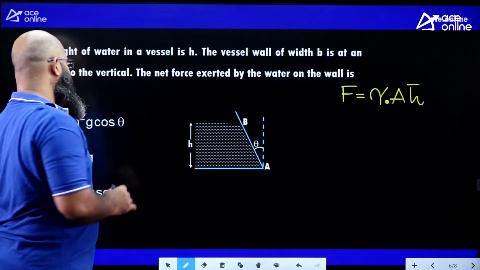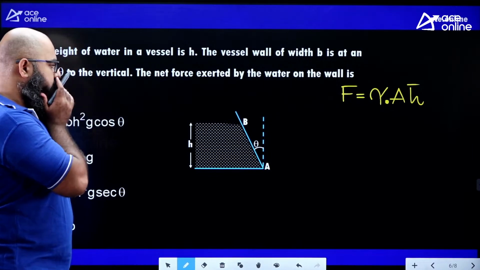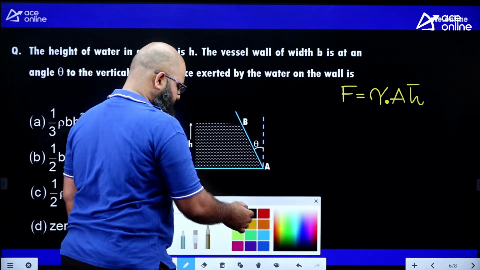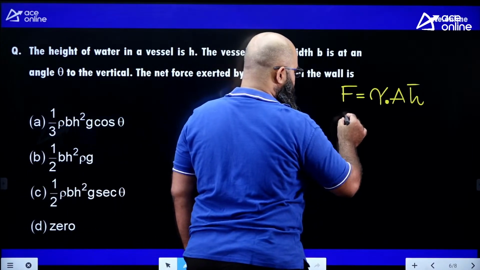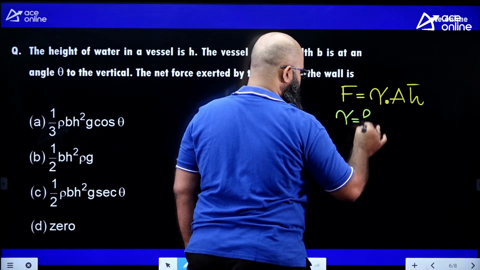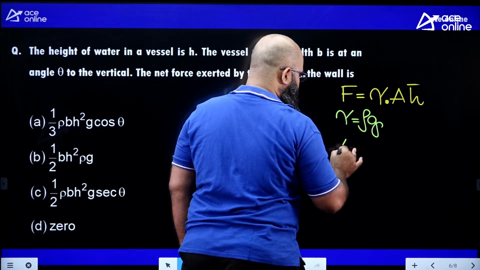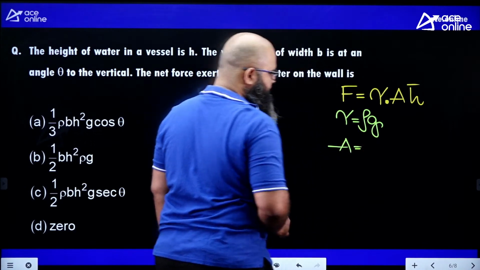Now gamma is rho g. Okay. Area is equal to how much? Let us look at the value of area. The value of gamma is equal to how much? Rho g. Okay.